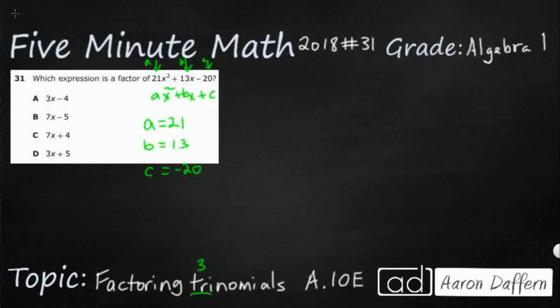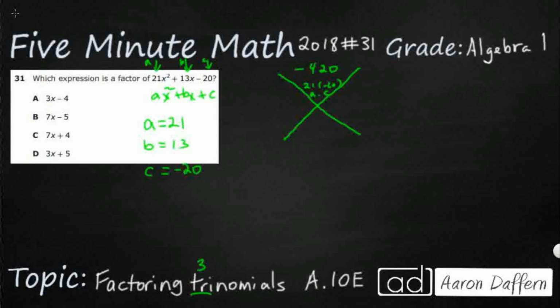So what we're going to use is the diamond method. This is not the only way to solve it, but it is a highly efficient and effective algorithm. What we do here is multiply a times c at the top. So that means we're going to multiply 21 times negative 20, right? So 21 times negative 20 is going to get us negative 420. We're going to have to keep in mind that it is a negative.